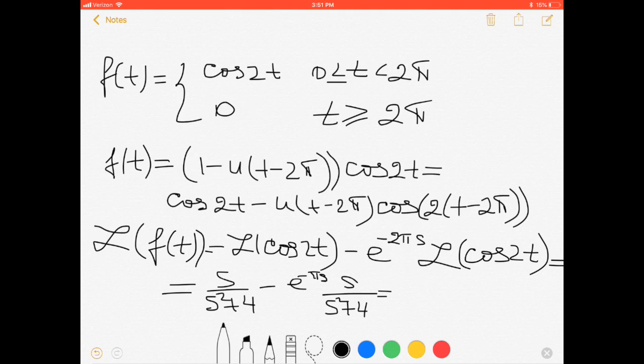If you want, you can write this s over s squared plus 4, times 1 minus e to the minus pi s. Oh, I forgot 2 here, because it's 2 pi s, you see? We did Laplace transformation for this kind of function too. Doing some example.